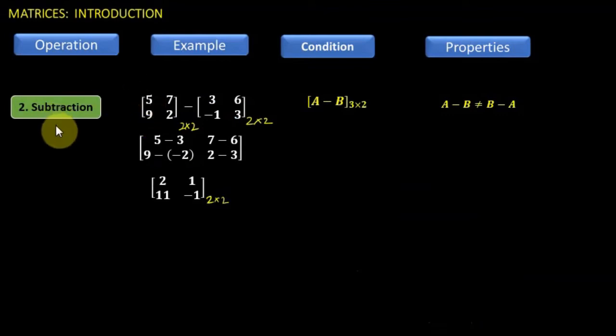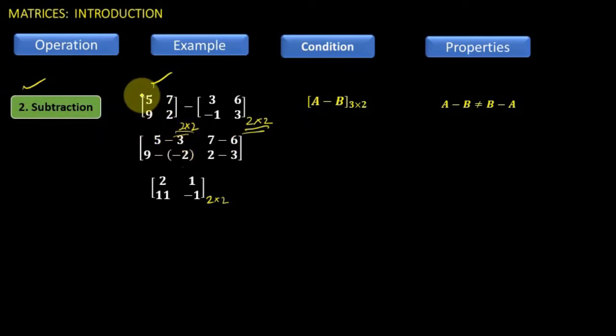The next operation is subtraction. Subtraction is also the same. The only difference here is we need to subtract the corresponding elements. Okay. See, here I took one example. Here also the condition is the same. The order of the matrix should be the same, then only we can do this operation, subtraction operation also.